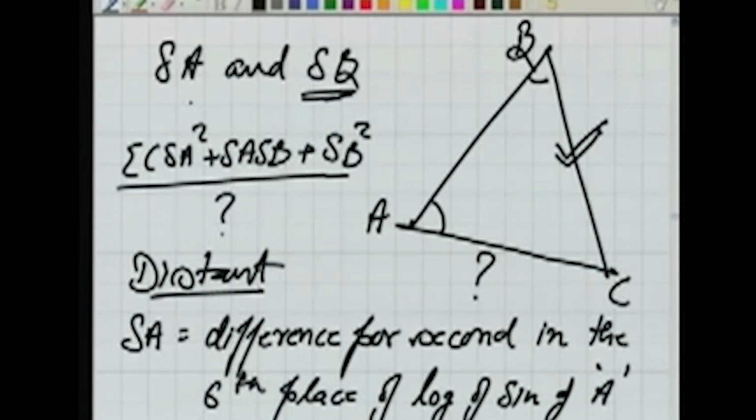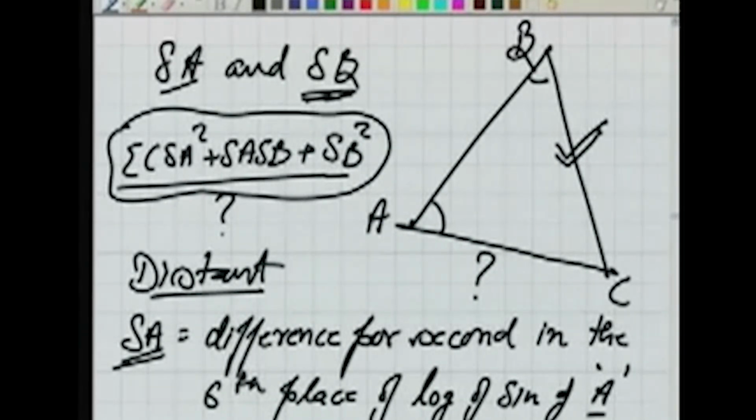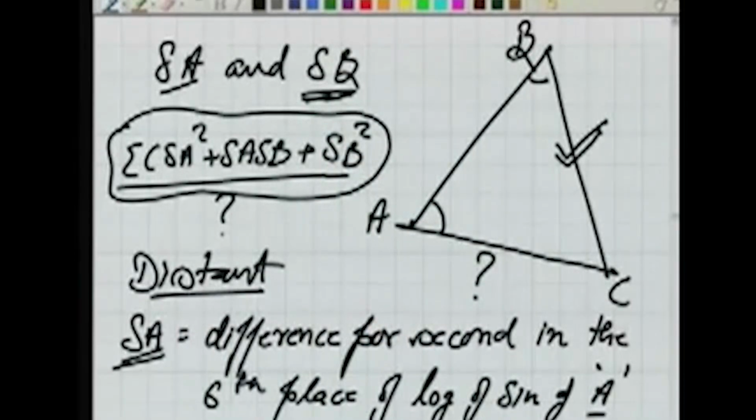Now what is del A and del B then? Del A is the difference per second in the sixth place of the logarithm of sine of angle A. Now what is the meaning of this? Why are we putting it this way? How is it going to help us in our computation? How is it going to help us in knowing whether a particular route is good or not? Now we are going to look into that.